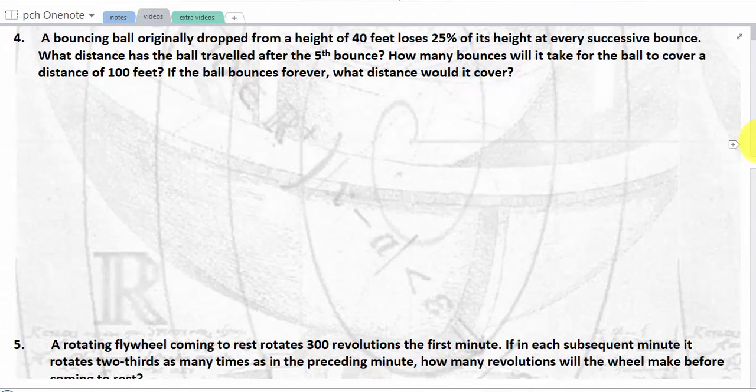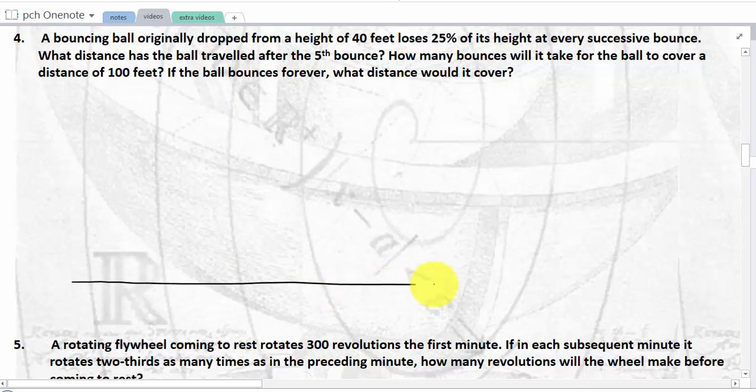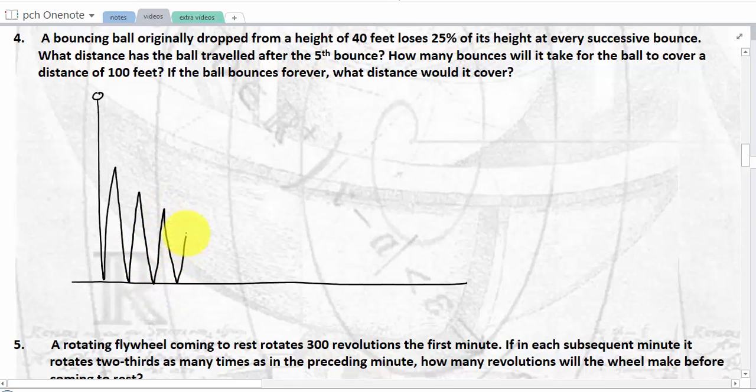Okay, in this problem, what do we have? We have a bouncing ball that is originally dropped from a height of 40 feet. So here's the ground, and here is the ball dropped from a height of 40 feet. And it bounces. So here's the first bounce right here, and then it bounces again, second bounce, third bounce, fourth bounce, so on and so forth.